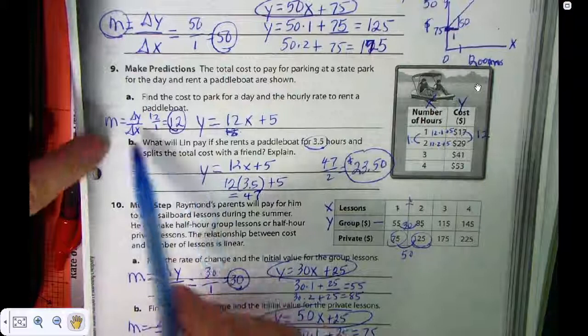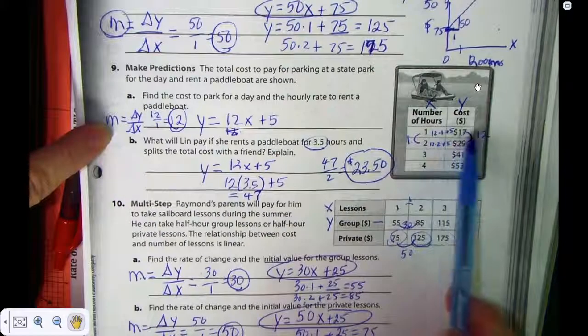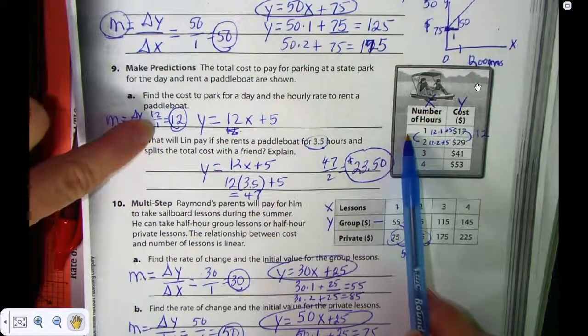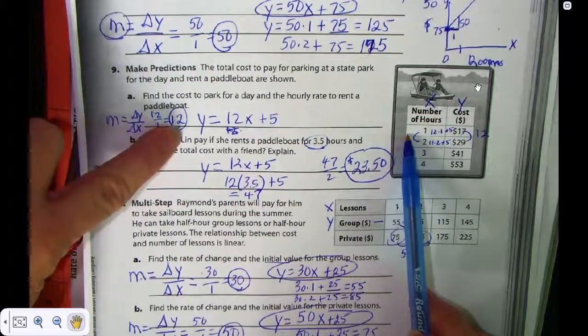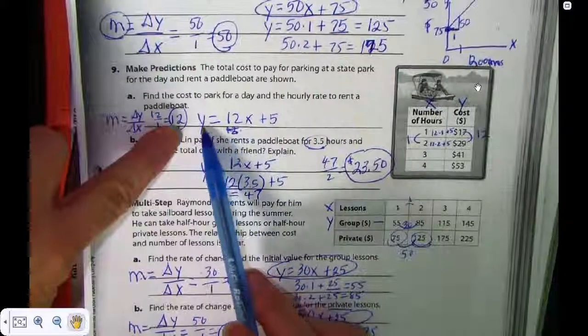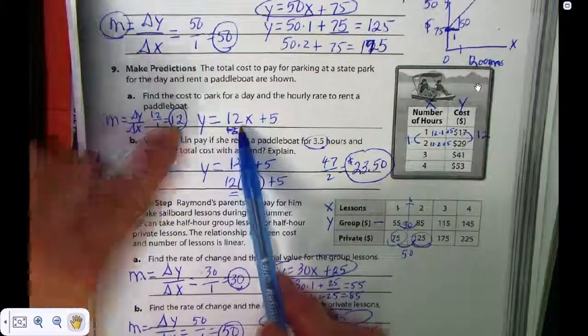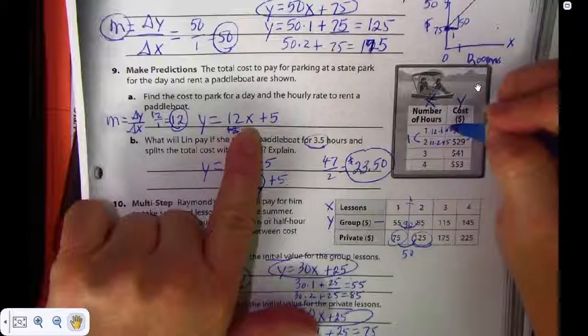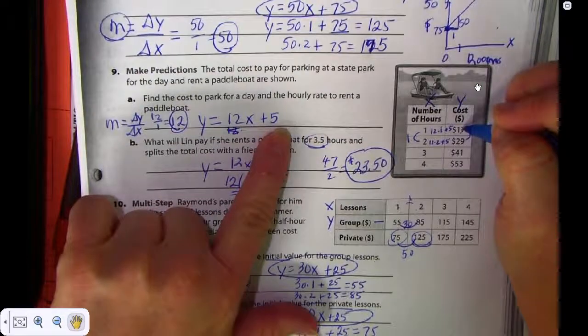Look at number 9. To get the slope, we had to get the rate of change in Y over change in X. So 12 over 1 gave us 12. So we knew the equation started Y equals 12X. Then we had to come over here and find out that 12 times 1 was 12. We had to add 5 to get to 17.